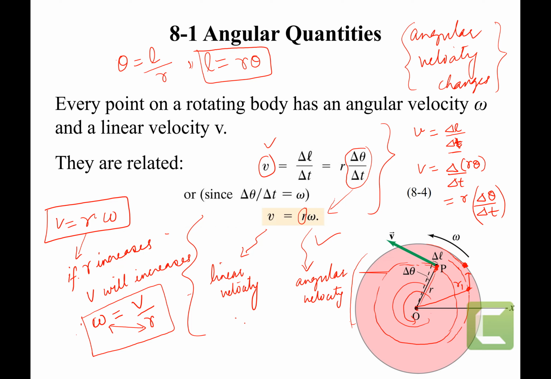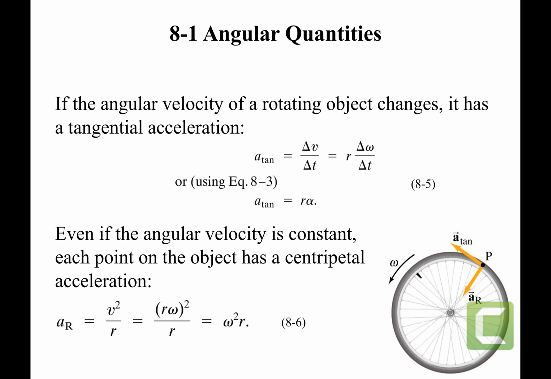So please remember this relationship from these two equations. This should be clear because V is directly related to R here. R increases, linear velocity increases. For this equation, R increases, angular velocity decreases. So we'll do more problems on these in order to understand this.